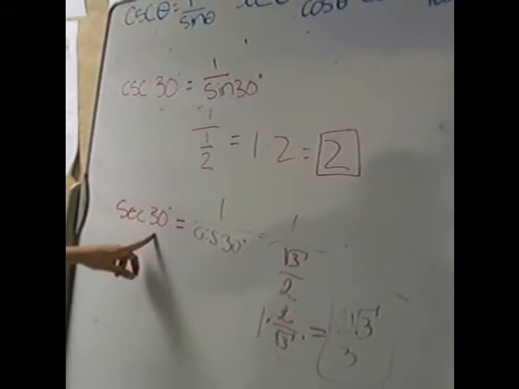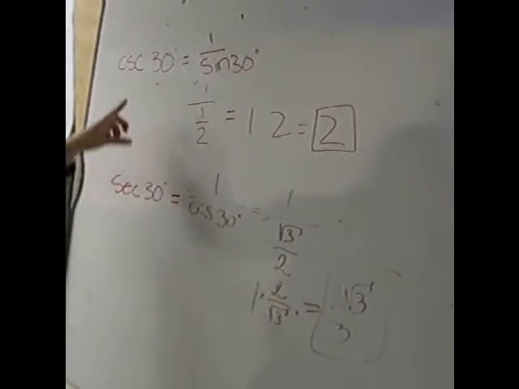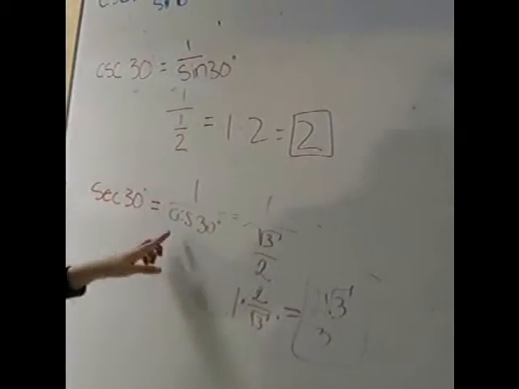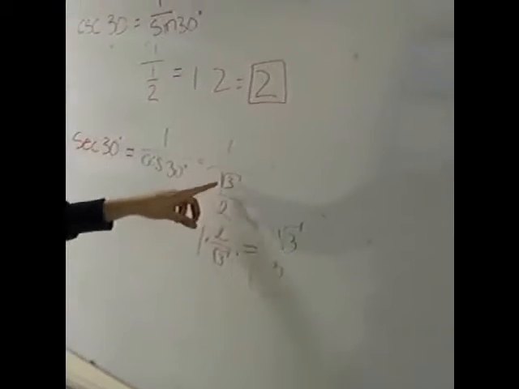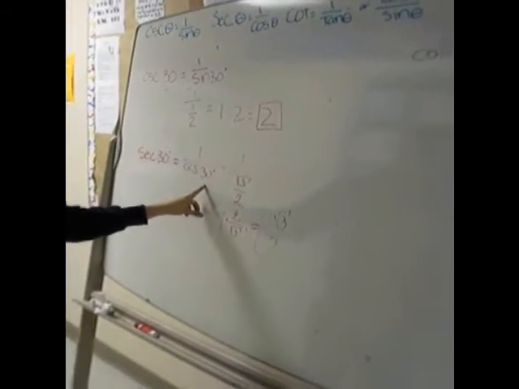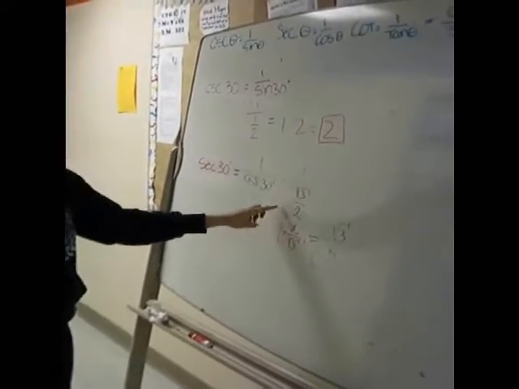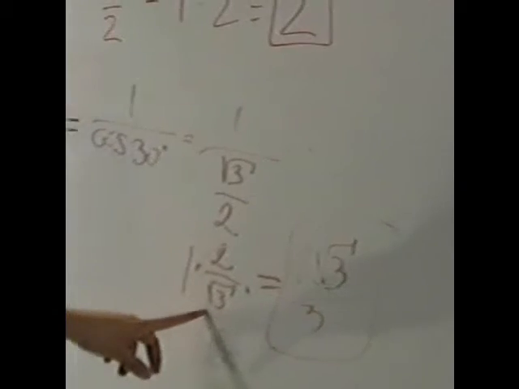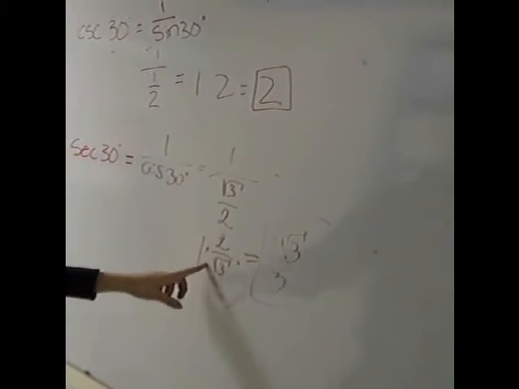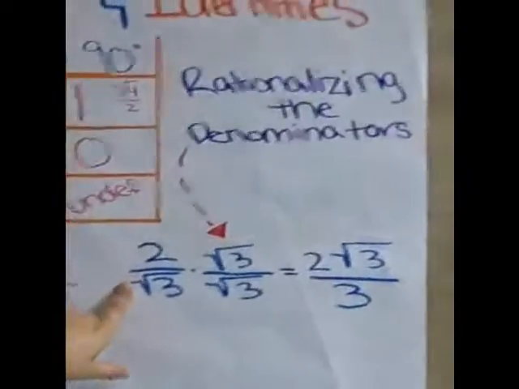Secant of 30 is 1 over cosine, so it's 1 over cosine of 30 degrees, and you have to divide 1 over square root of 3 over 2, since cosine of 30 is square root of 3 over 2. You end up with 2 over square root of 3, which isn't correct because we have to rationalize it, and that's when we come back here.